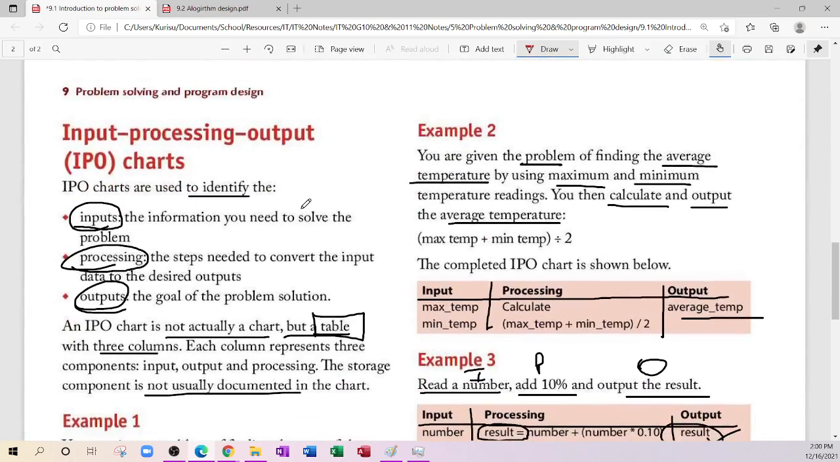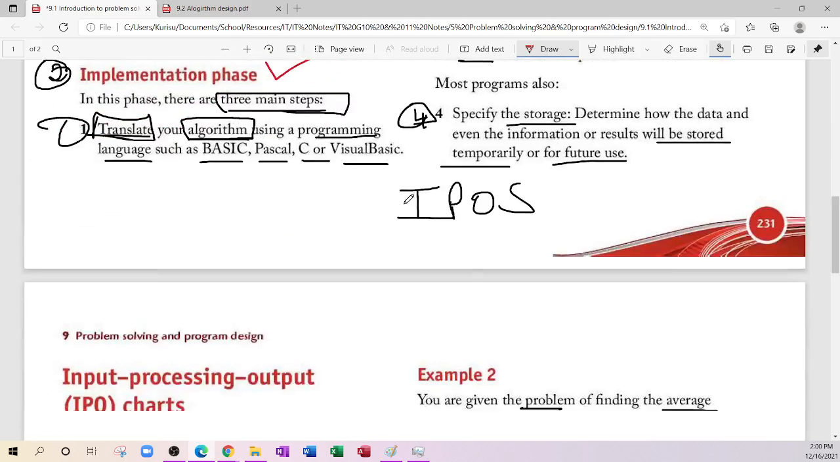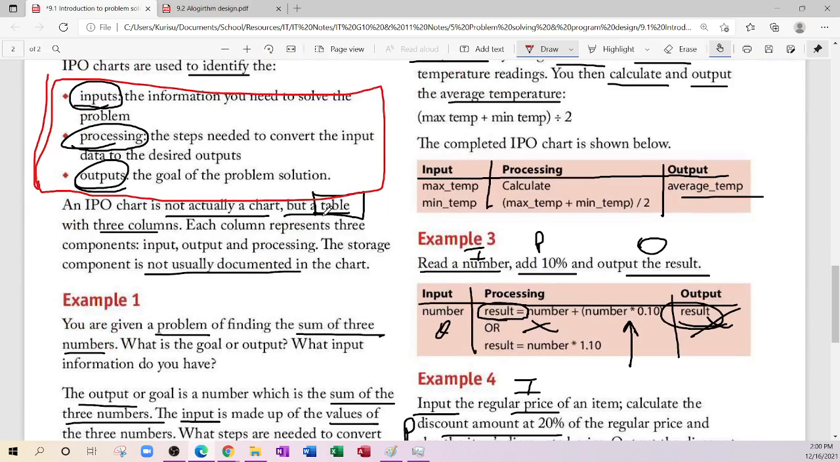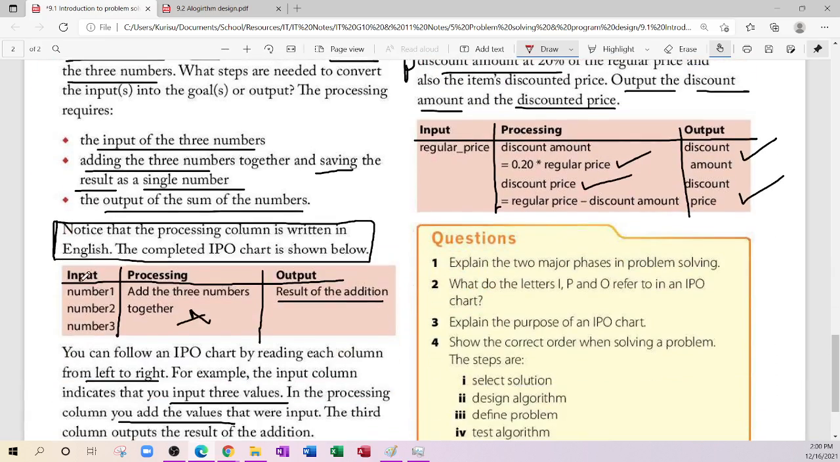And further on defining the problem, you can further define your problem by creating your IPO chart. Remember, the IPO chart is not an actual chart, it's just a table with 3 columns. Basically, you indicating specifically, precisely, what is the input, what is the processing, and what is the output.